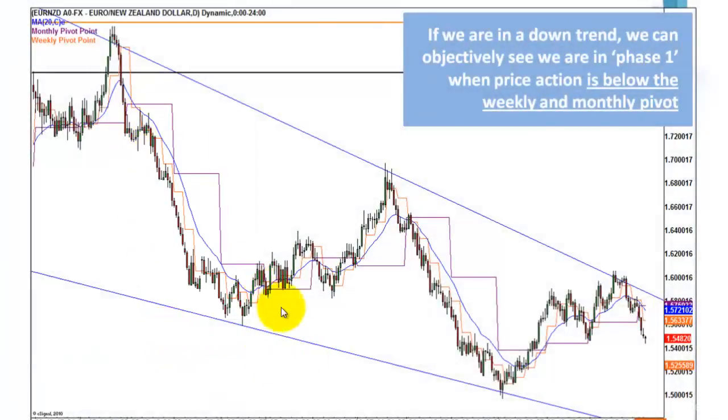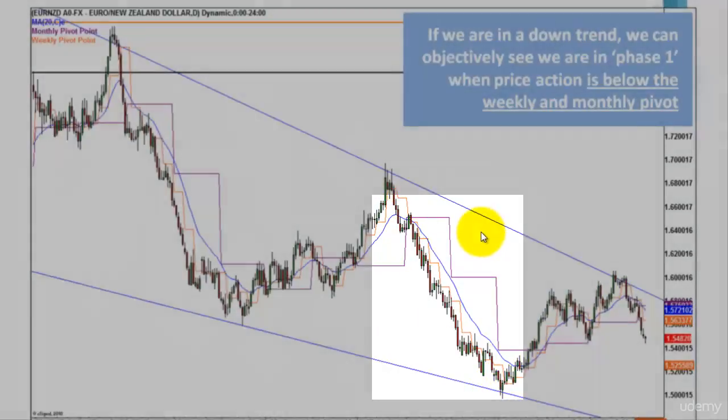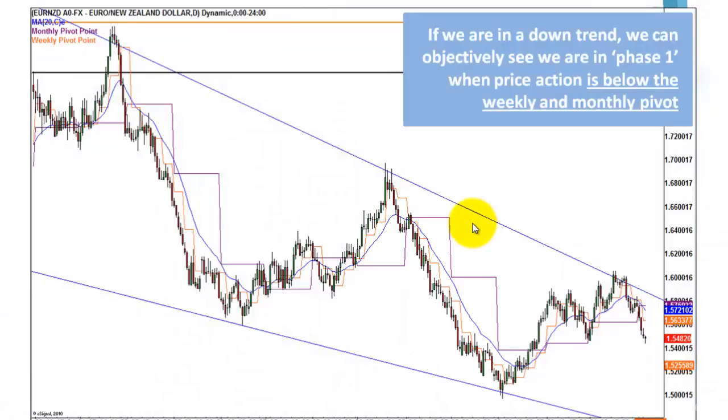And we can say here we've got phase 1 being the extension, being the lower high to the lower low, followed by phase 2. If we wanted to use the weekly and monthly pivots with this, we could say that we're not in phase 1 until we're below both the weekly and the monthly pivots, like we are here when you have this very nice run all the way down here.